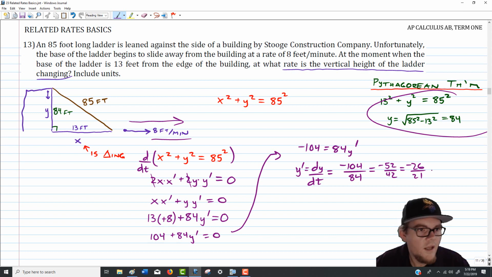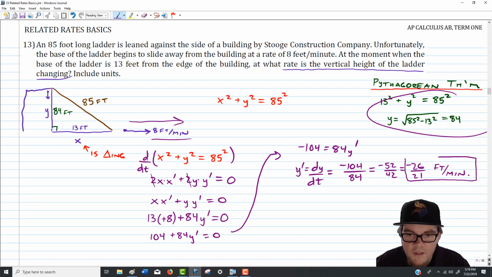So there's our answer. And of course, we need units. So what rate is the vertical height of the ladder changing? So let's see. It should be measured in feet, and it's y over t, so feet per minute. So now our answer here of negative 26 over 21 is a good answer.